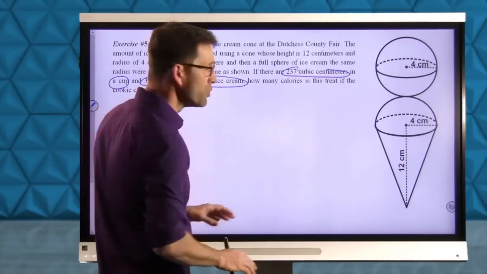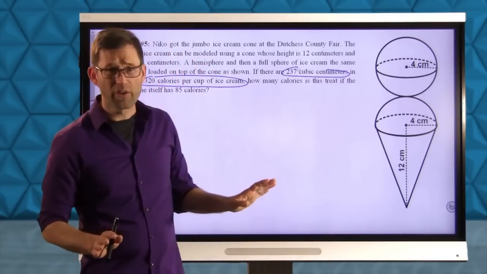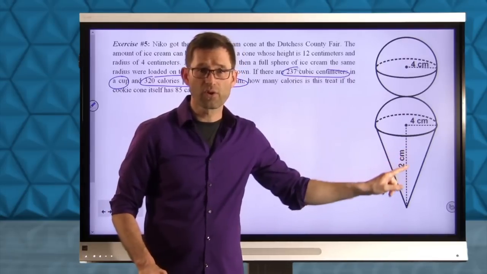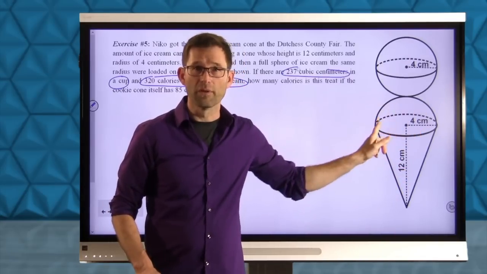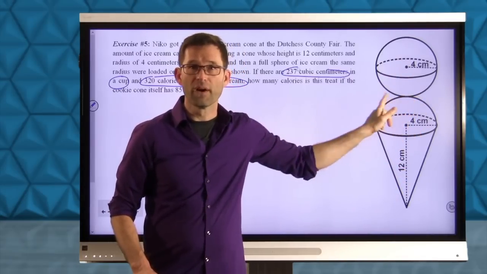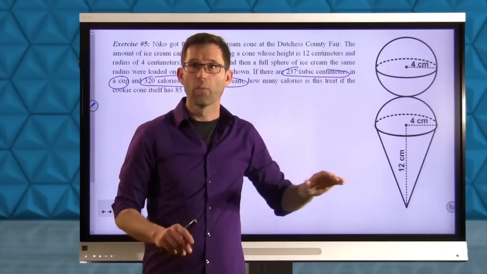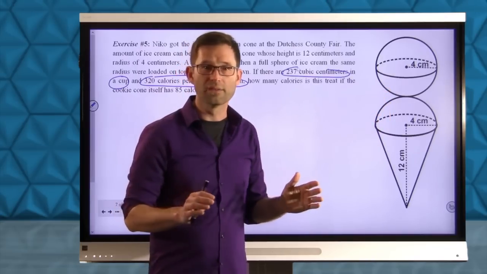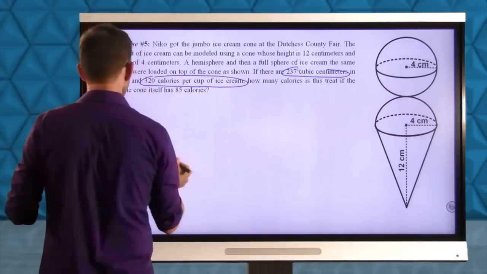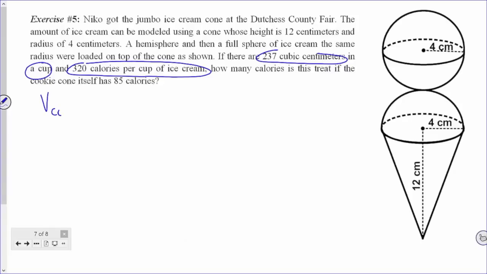All right, so we've got 3 different volumes of ice cream. We've got the volume of ice cream in the cone, the volume of ice cream in this hemisphere, and then the volume of ice cream in this sphere, okay? And we have to figure out what each one of them is. All right, so here we go. Let's start by doing the cone. The volume of the cone is going to be 1/3 times its base area times its height.